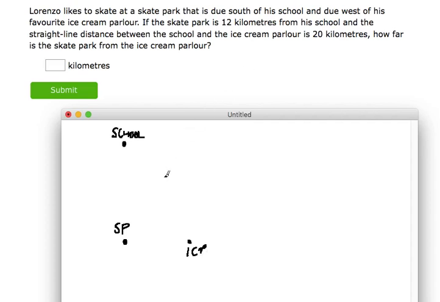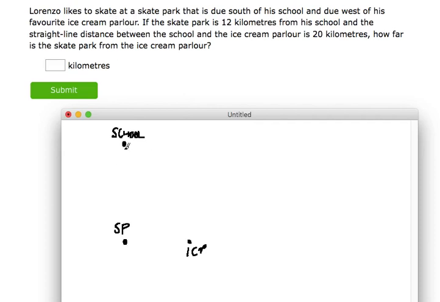All right, so we got the school, the skate park, and the ice cream parlor. Putting this guy over here on the right is where a lot of people would struggle, because they read west and they think, oh, I've got to put it up here because that's west of the school. That's not what it says. It says the skate park is west of the ice cream parlor. So read this closely and carefully to understand where to put it.